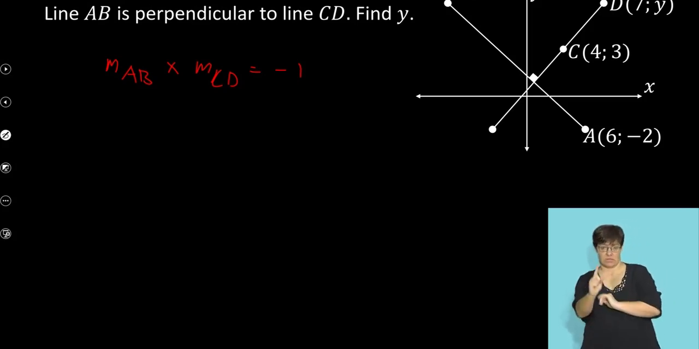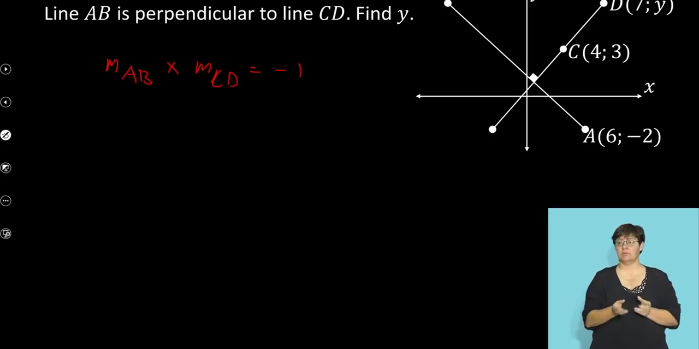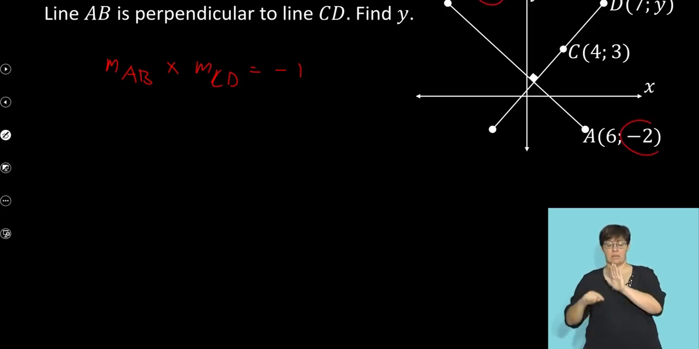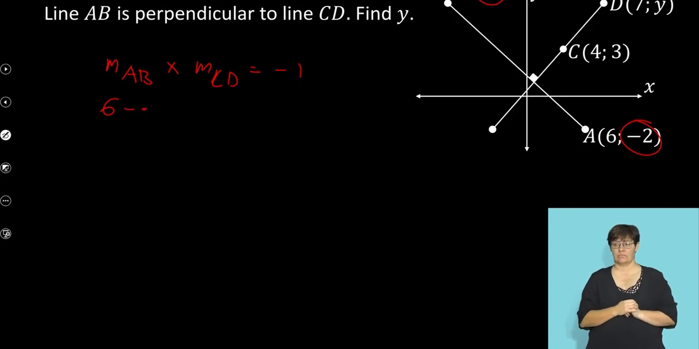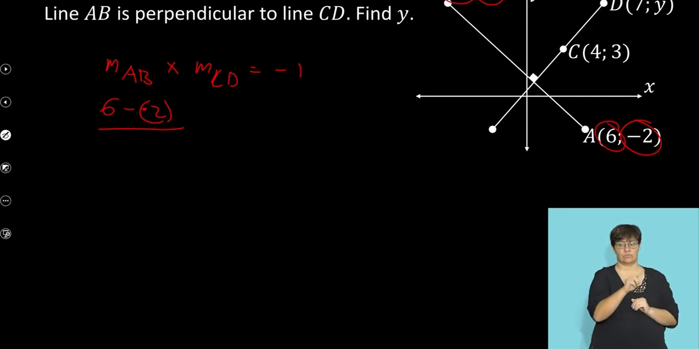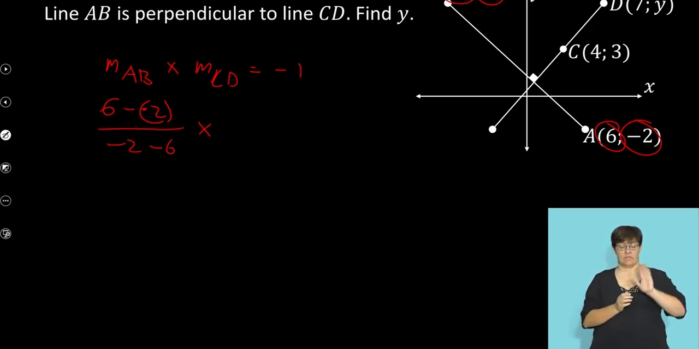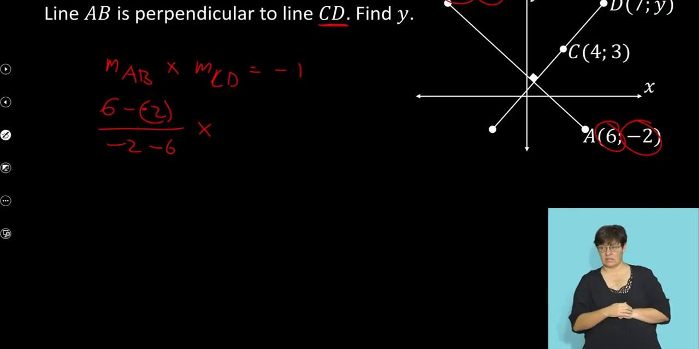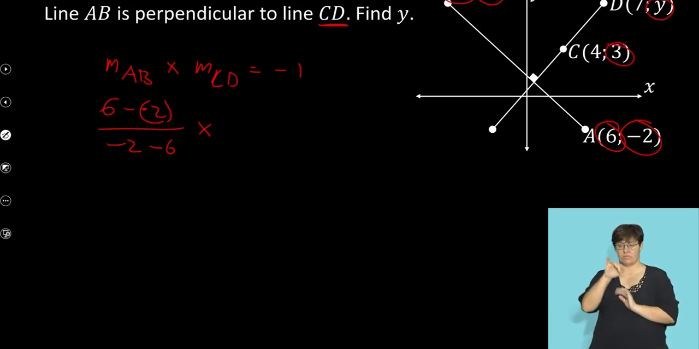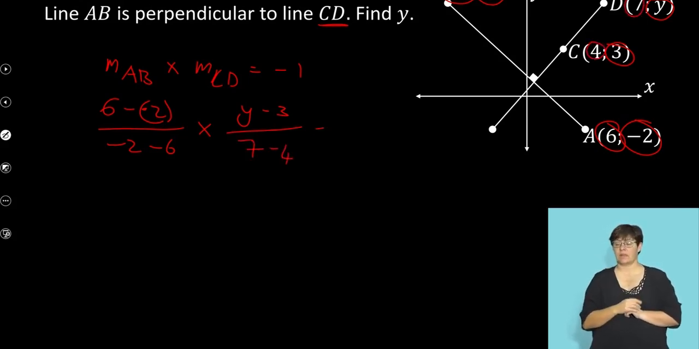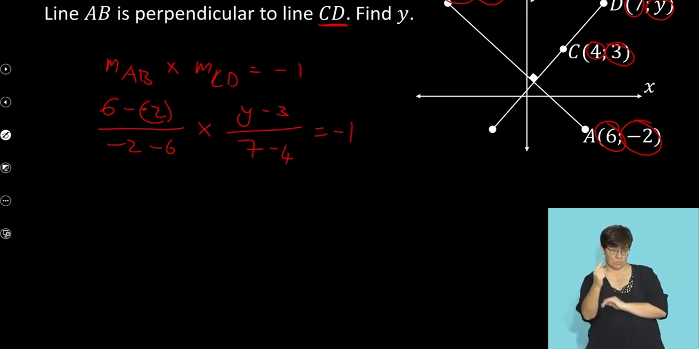And so that's what we're going to do here. I'm going to take the gradient here. I'm going to go 6 minus -2, divided by the x value minus the x value, so it's going to be -2 minus 6. And I'm going to take the first gradient and multiply it by the gradient of the second one, CD, which is going to be the y value minus the y value, y minus 3, divided by x minus x, 7 minus 4. And this answer must be equal to -1.